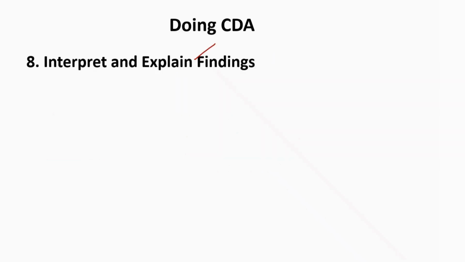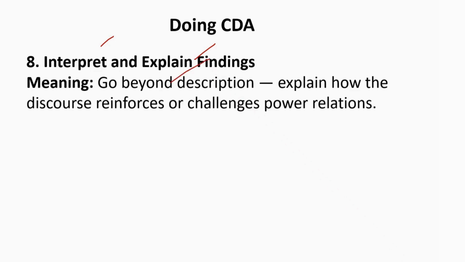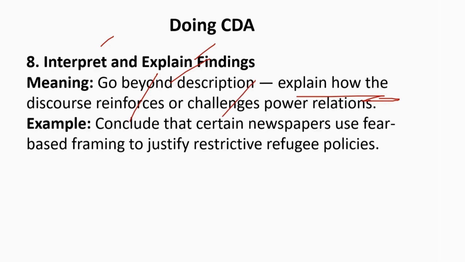The next step is to interpret and explain the findings of your research, meaning go beyond description. Explain how the discourse reinforces or challenges the power relations. For example, conclude that certain newspapers use fear-based framing to justify restrictive refugee policies. For example, they use flood, illegal, threat, because they aim to create fear or strengthen public or government or official policies.